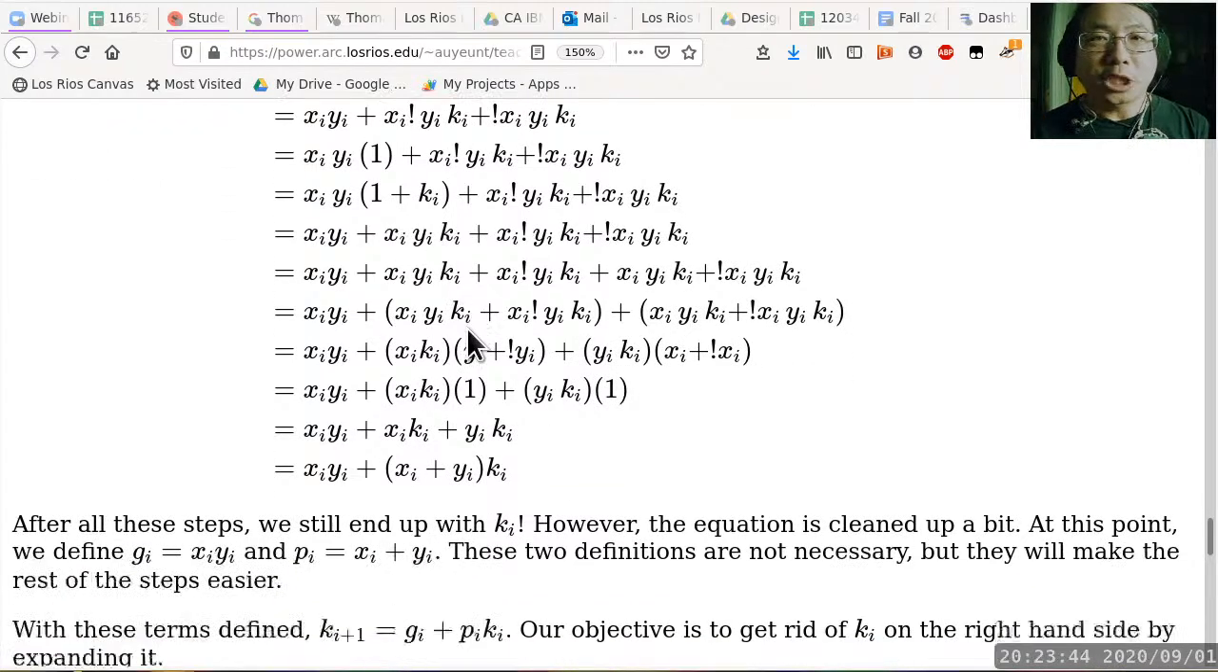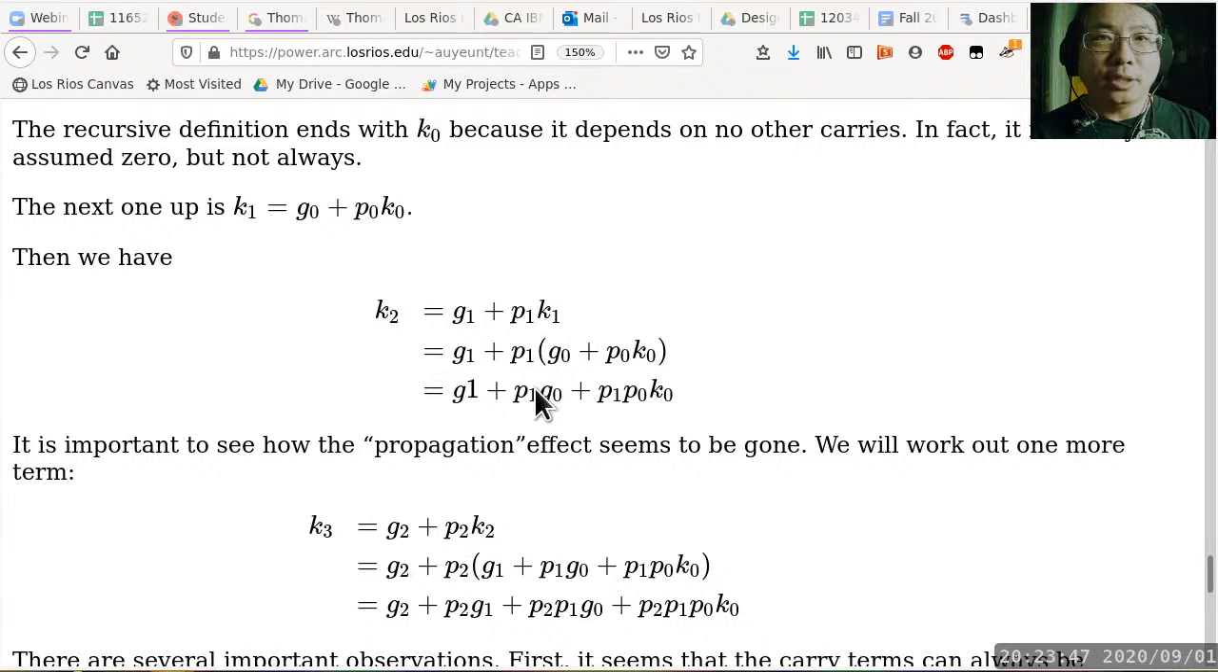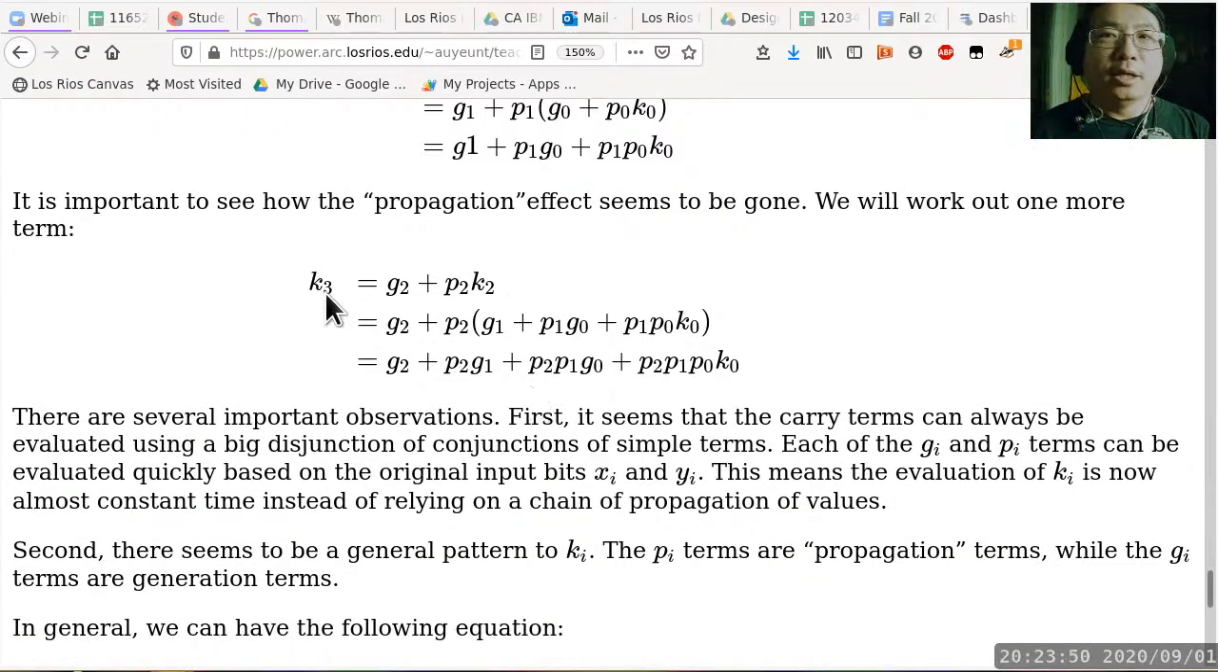So there's a whole bunch of derivation, and then we get to this portion. This is the good part. If you ignore how we got to this conclusion, we can see K3 originally needs to know what K2 is, but using some Boolean algebra magic, we now reduce it to something that does not contain K2. So K3 can now be determined using a whole bunch of P and G terms and just K0. And the P and G terms are really easy. One is the AND of X and Y, and the other one is the OR of X and Y. So they're pretty easy to compute, no problem.